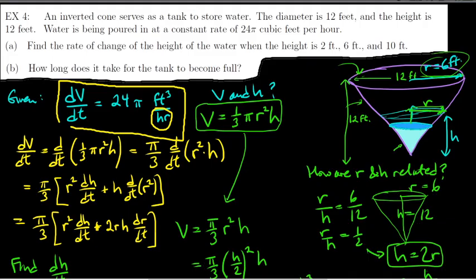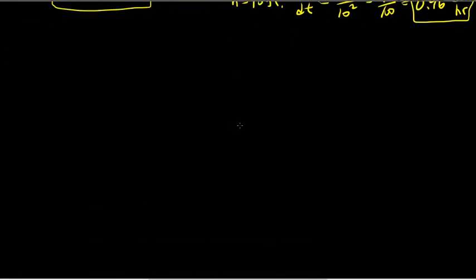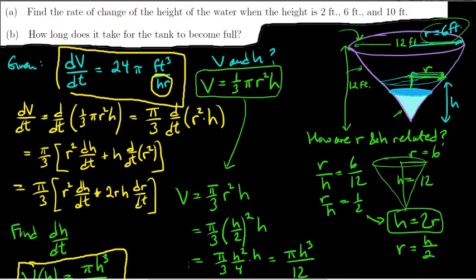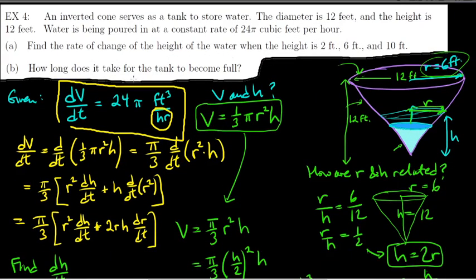Okay, got it. Well, so let's do this down here for part B. Right, we're looking for the time to fill the entire tank. Entire tank. Okay. So what do we know, right? Remember, we were given the rate of change of the volume was 24 pi cubic feet per hour. Yep, that was given in the problem.